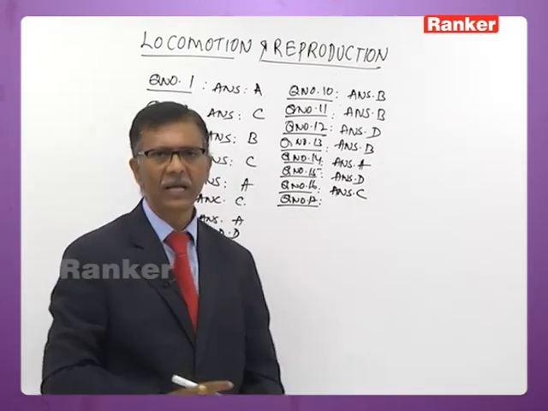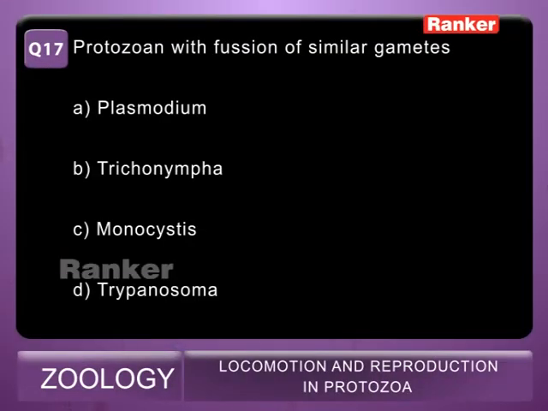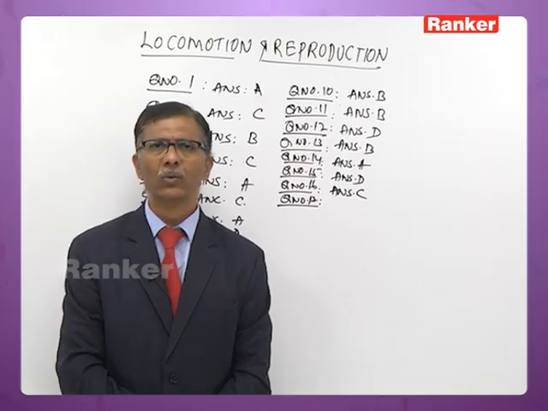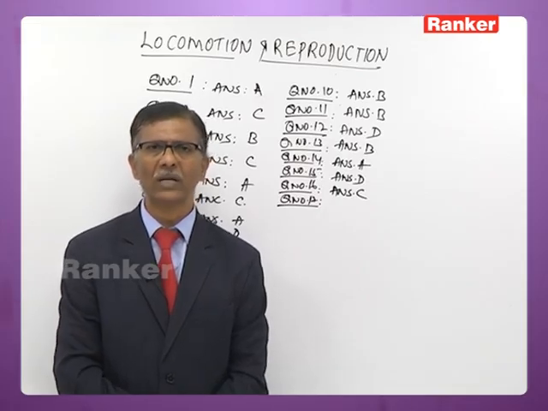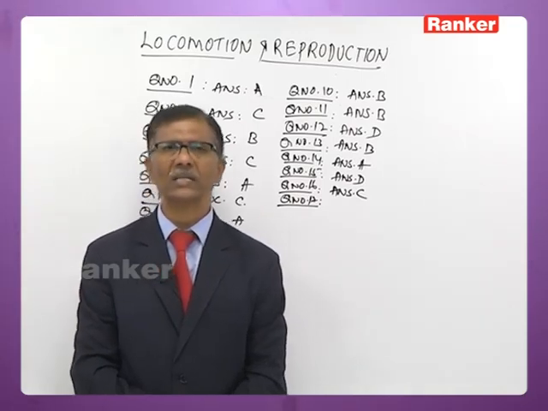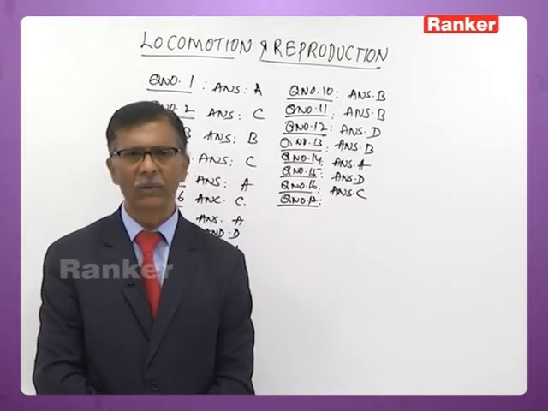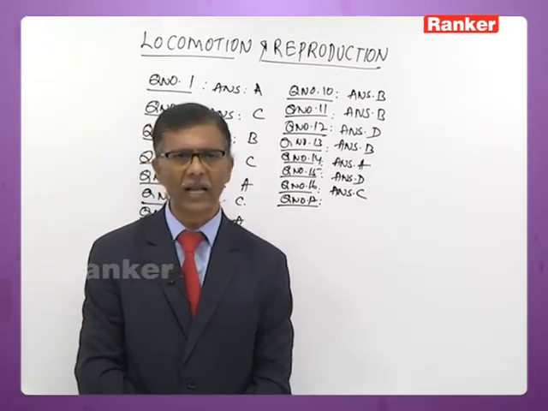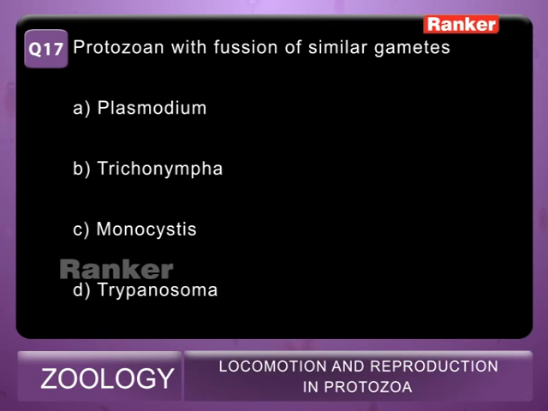Now question number 17, protozoans with fusion of similar gametes, A. Plasmodium, B. Trichonympha, C. Monocystis, D. Trypanosoma. When the two identical gametes fuse to form a zygote, it is called isogamy. Isogamy is noticed in monocystis. Monocystis is the best example for isogamy, and Plasmodium is the example for anisogamy. So for question number 17, the answer is C. Monocystis.